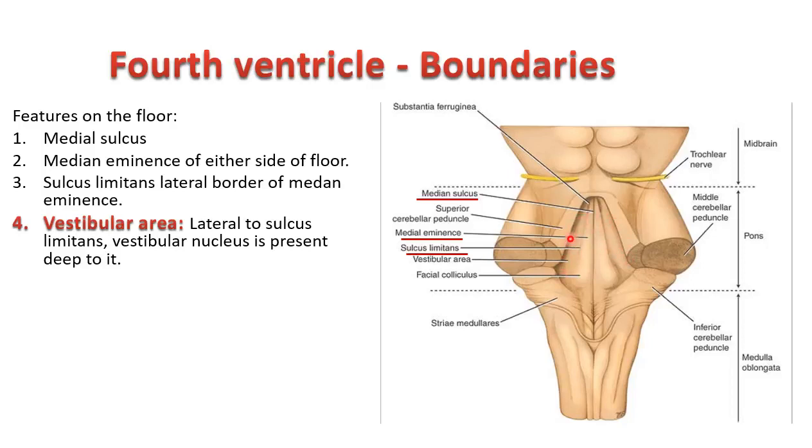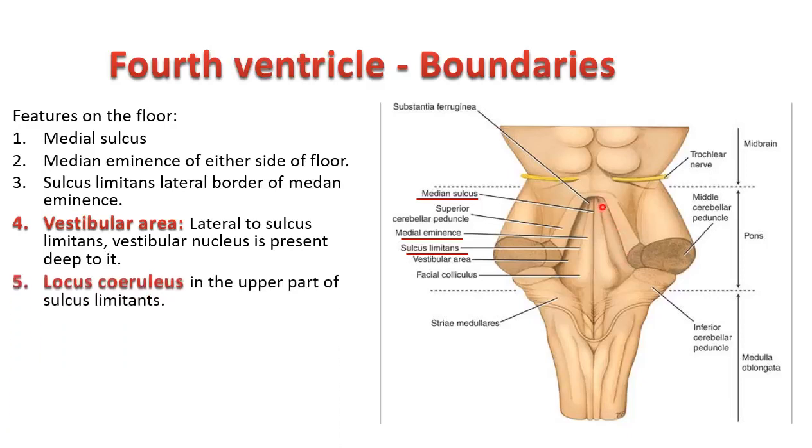The vestibular area extends even in the upper as well as the lower part of the floor. That means it is divided between the pons as well as the medulla. So the vestibular nuclei, the medial and the lateral vestibular nuclei, are situated deep to this vestibular area, and if you trace more laterally, you can see it extending as the auditory tubercles.